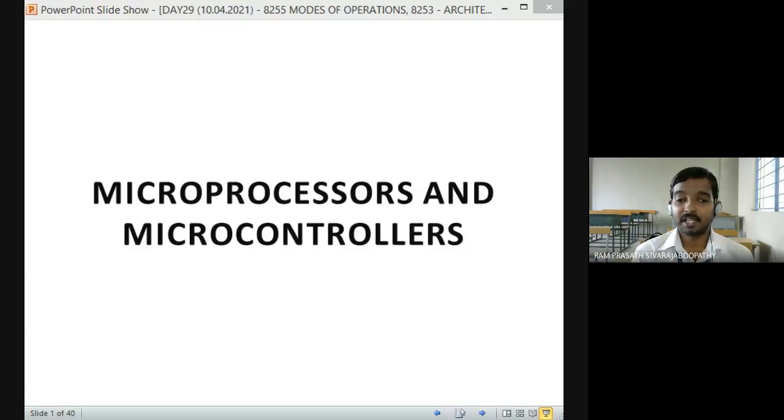Yes, very good Subhash. 3 ports we are having. So what are the names of the ports? Port A, port B and port C. These 3 ports can be controlled by 2 groups of controls. Yes, group A control and group B control.